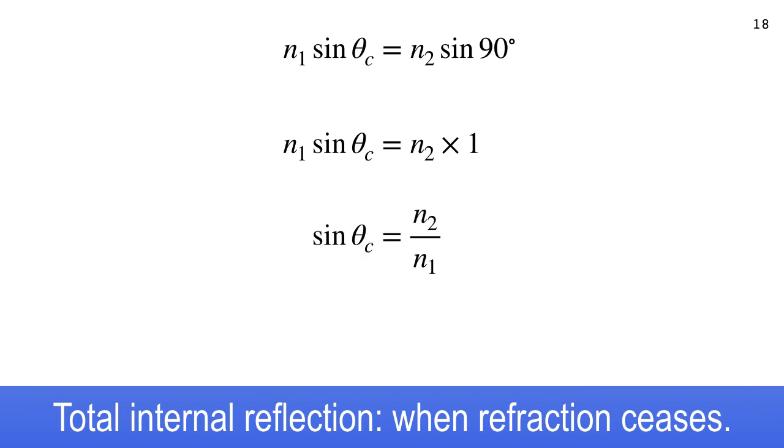So the sine of theta c, the sine of the critical angle, is simply the ratio of N2 over N1, right? Now N2 is your faster speed. It's going to be your smaller index of refraction. Okay? So make a note. That's small index of refraction divided by big index of refraction. All right? And that's going to be a number less than 1.